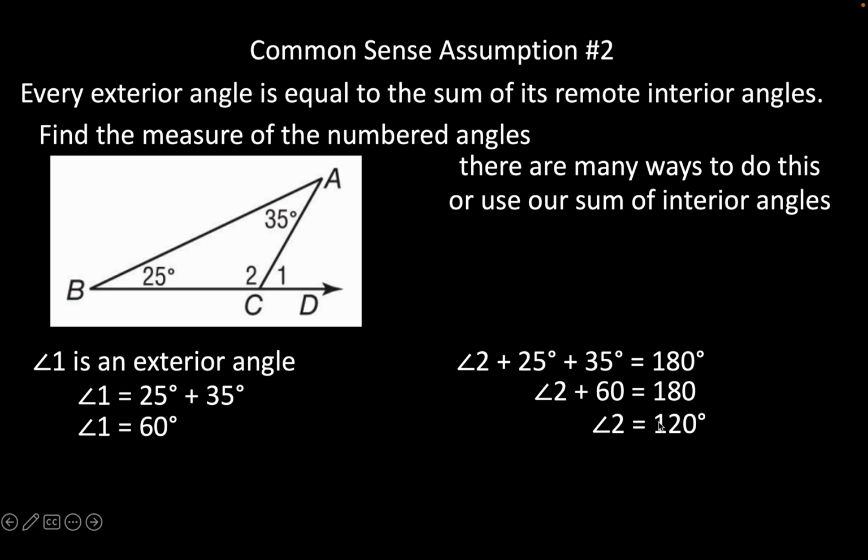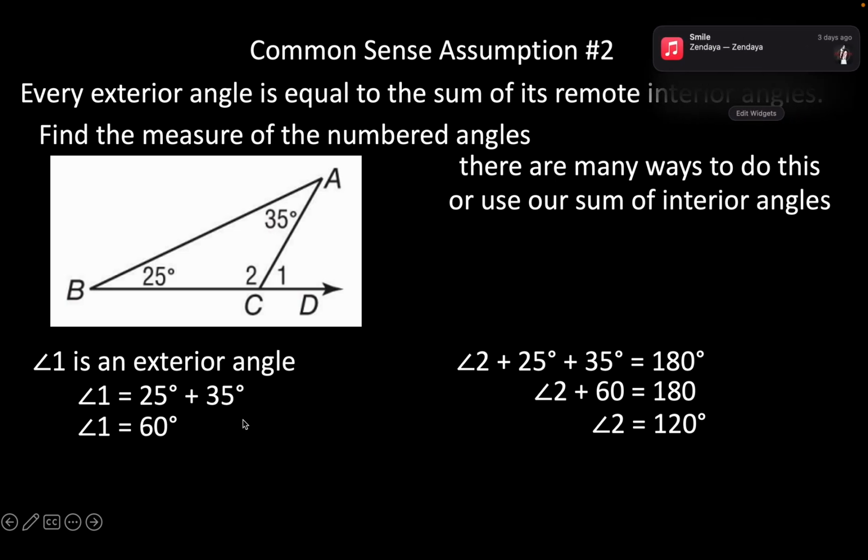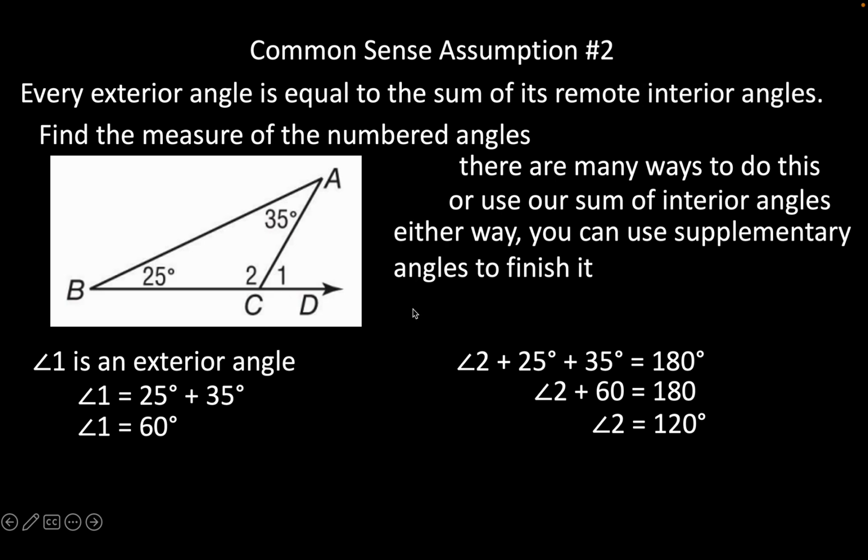But either way, after you get this angle and after you get this angle, both of these things are supplementary, which means that you simply use supplementary angles. So if you knew this was 60 and you were looking for angle 2, you could just do 180 minus 60 to get 120. Or if you went this way and knew that angle 2 was 120, then you could just do 180 minus 120 to get 60.